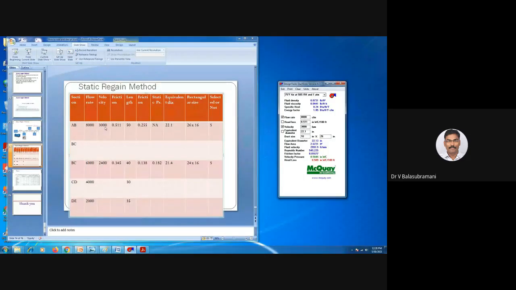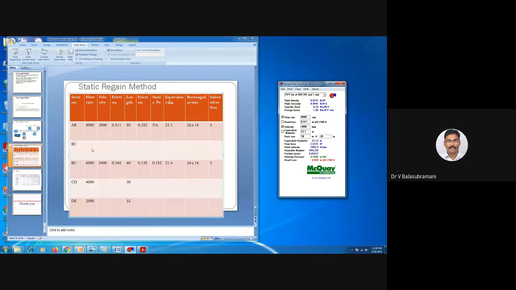So 8000, 3000, friction is equal to 0.511 inches water column per 100 feet. Then the length is 50. The friction is converted to the actual value, so it is multiplied by 0.5. I get 0.2555. And static pressure, there is no static pressure, because static pressure is the difference between the previous and the present. This is the starting first duct, so the previous is no duct, so no static pressure. Equivalent diameter 22.1, and 26 cross 16 selected.